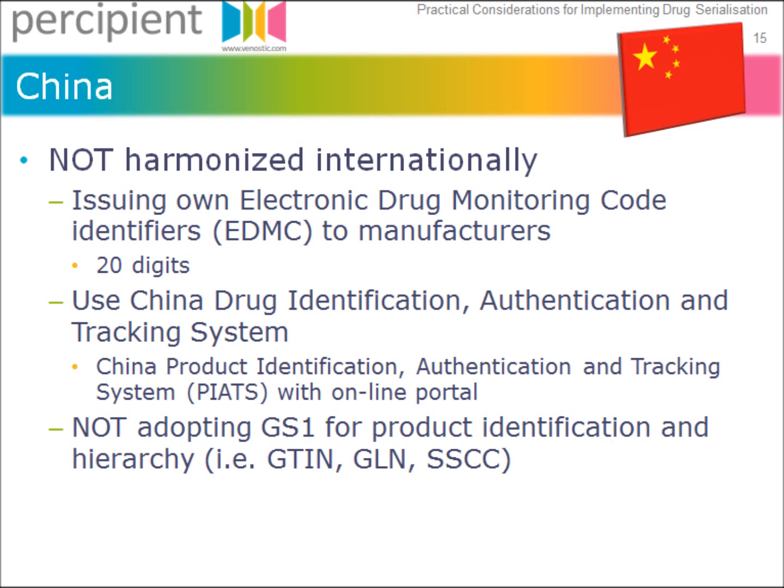You're probably all aware China has had a reputation for counterfeiting, not just in the drug area, so they're putting a system in place to be able to track not just drugs but a wider range of products as well. So they are not adopting the GS1 standards, they're not going down the global trade item number route. So for China you will have to maintain the format and the serial numbers that are issued by the authorities and be able to provide those back to them as well.